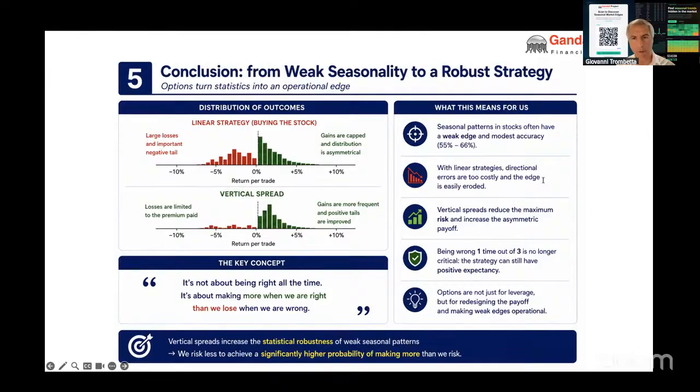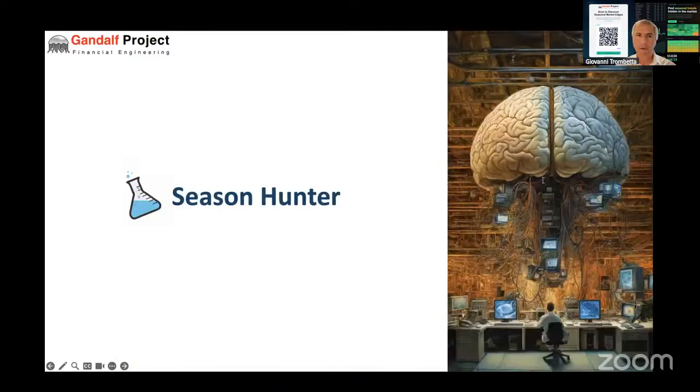The real opportunity comes from combining a recurrent statistical tendency, controlled risk, and a favorable payoff structure. This is exactly the philosophy behind SeasonHunter, identifying recurring statistical opportunities and then evaluating how they can be transformed into robust, risk-controlled trading ideas. That's it. If you have a question, of course, we are available to answer.